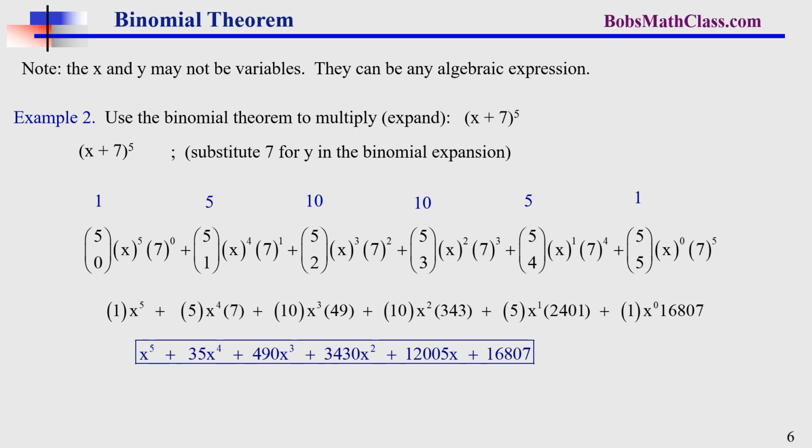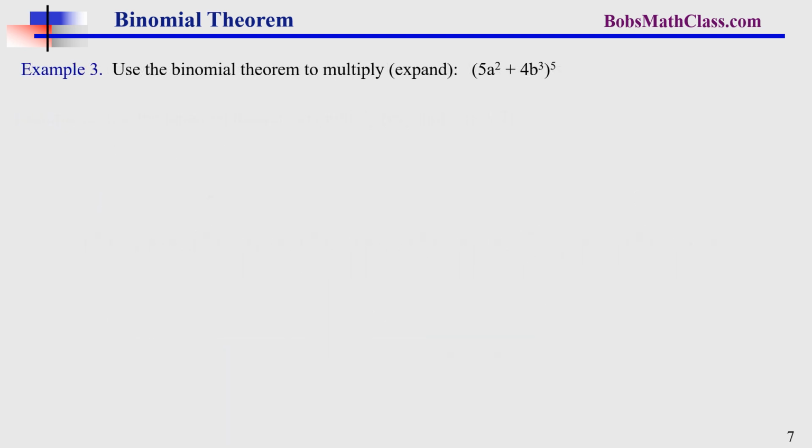Okay, let's go on to the next example. It's getting a little worse. 5a squared plus 4b cubed, again to the fifth power. So our n is 5. This time, our first term is 5a squared. That's our x. And our y is 4b cubed, our second term.